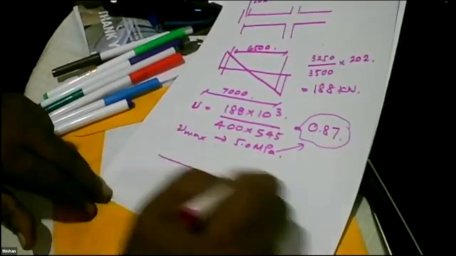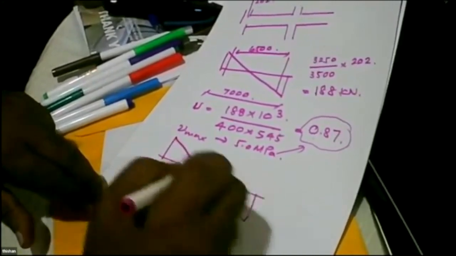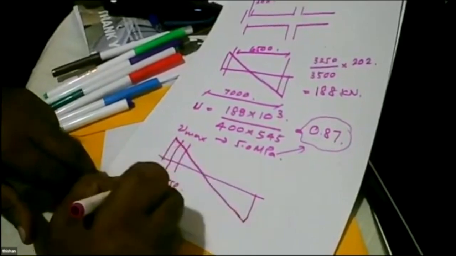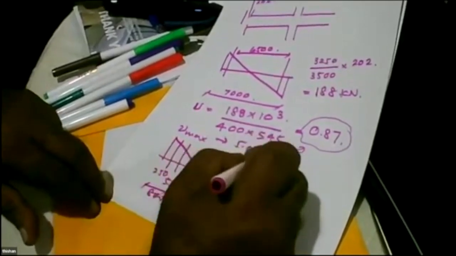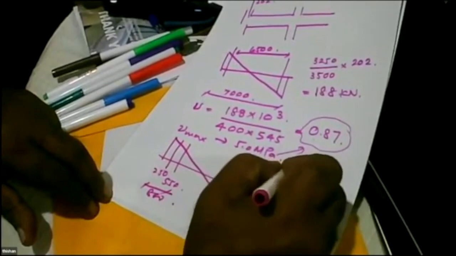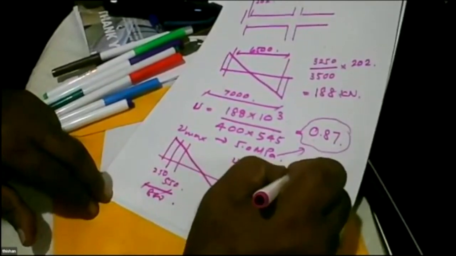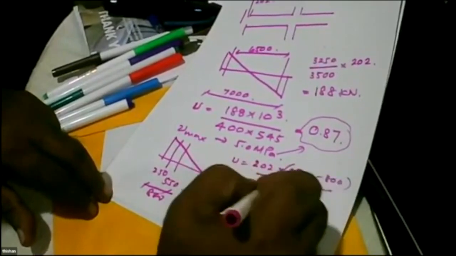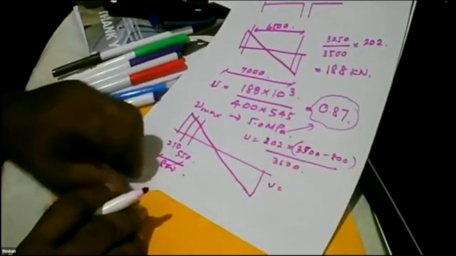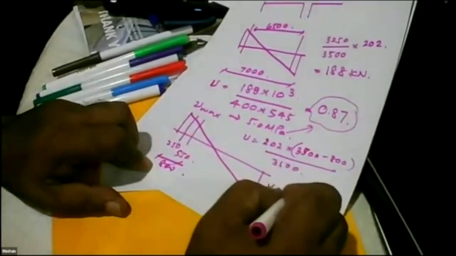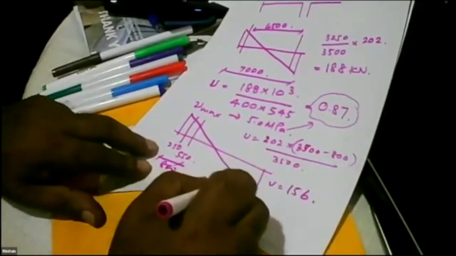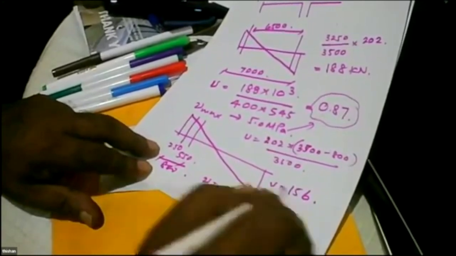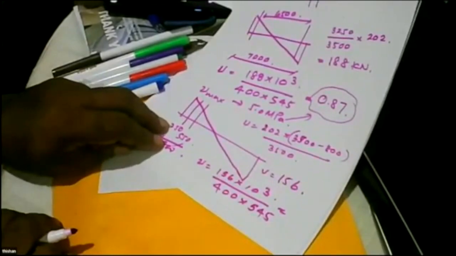Now we come to the next phase. For this, I'll say the effective depth is 550. So here we have 250, another 550, that gives 800. Then V is equal to 202 multiplied by 3,500 minus 800 divided by 3,000. What is the value, Bandhuga? 155.82, so V is equal to 156 into 10 to the power 3 divided by 400 divided by 540, which gives 0.717.